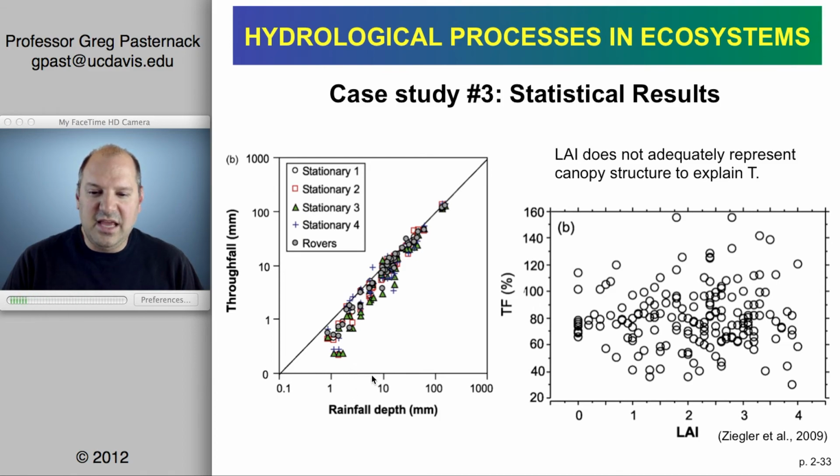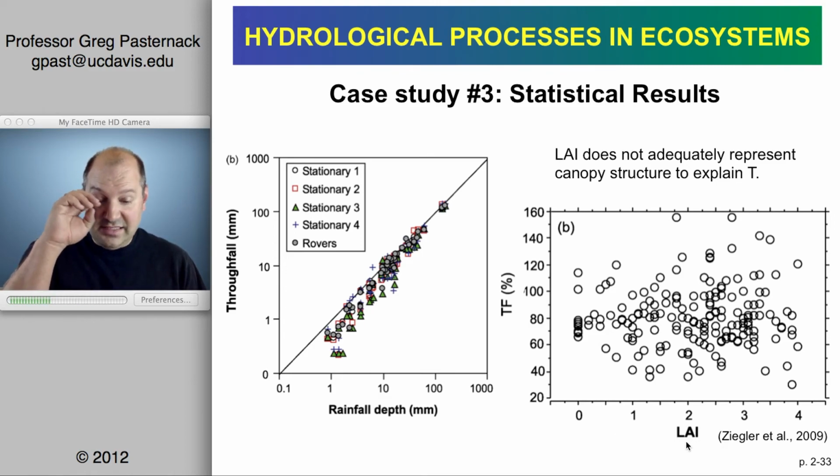Here there's no lines to help you out, but you could infer that this is probably around 7 or 8, and then here it's a value of 10, just to give you a feel. Now here's the relationship between leaf area index on the x-axis and throughfall. It's a scatter plot. But you can see that in this case, there's no tight response.